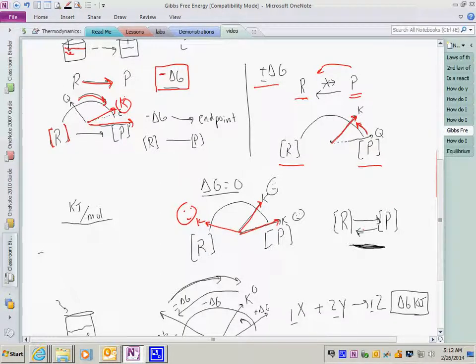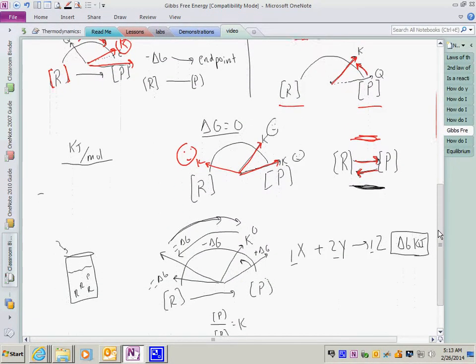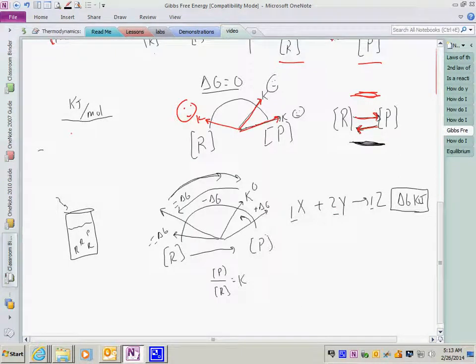I may still have a shift of reactants to products, but there's no net change in my concentrations of reactants and products. I might be going back and forth, but there's no net change. I'm going back and forth evenly. We measure delta G in a unit called kilojoules per mole of the reaction cycling through.